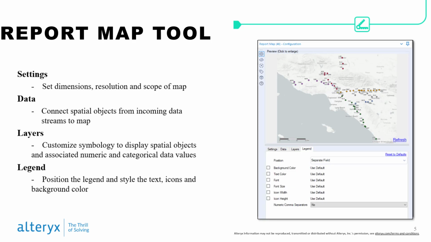The final and most important tab for today's session is the Legend tab. This is where you specify the output method of the legend, or its position, as well as the style of the text, icons, and the background color that's used on the legend. Take note of the drop-down option for the position of the legend. For customizing legends, you'll want to output the legend as its separate field, which then creates the map legend as its own reporting snippet. We'll definitely be revisiting this particular tab when we explore this tool further in Designer.